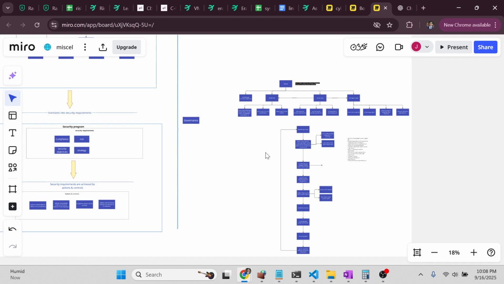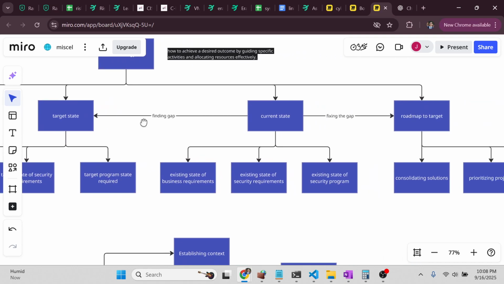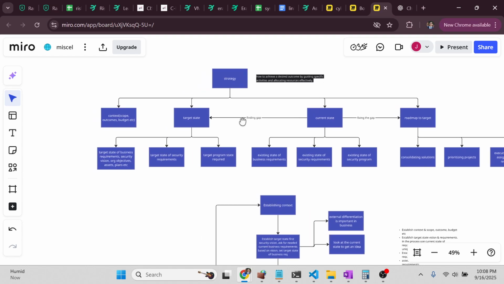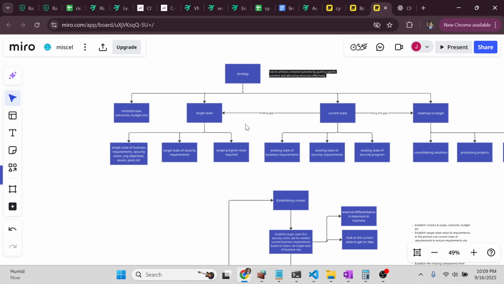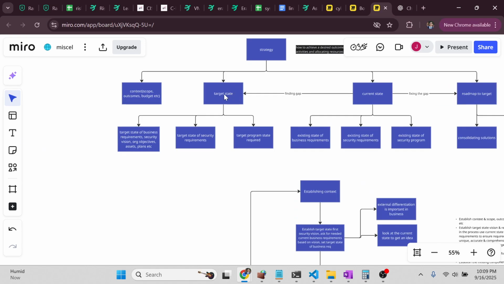So in the previous video, we discussed the security strategy, and most specifically, we discussed context, target state, current state, and roadmap. But that was just very high level, and people are probably more confused now because I didn't get into the details. So today I will dive into the details to see what components make up the target state, the current state, and the roadmap.